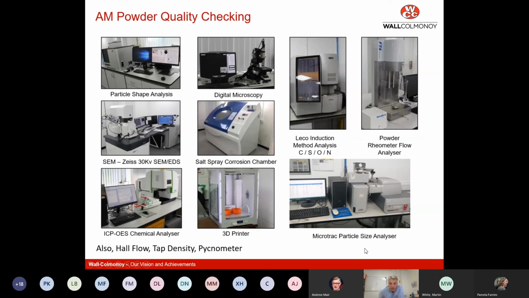So we certainly have contacts that use laser powder bed fusion, and we're looking to get a binder jetting facility in-house as well, so we can qualify all of those quality powder aspects and wrap them up in a performance characterization report before it leaves our doors.